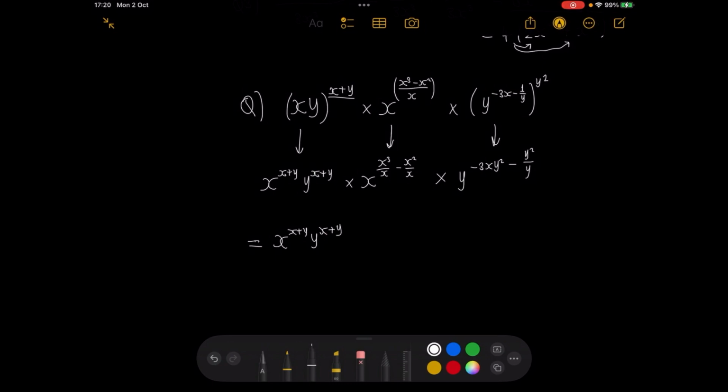Now x cubed over x is the same as x to the 3 minus 1, which is x squared. And similarly for the second term, we have x to the 2 minus 1, which is just x. Now, this first term in the exponent can remain unchanged. The second one is quite simply equal to y, because it's y to the power of 2 divided by y to the power of 1.